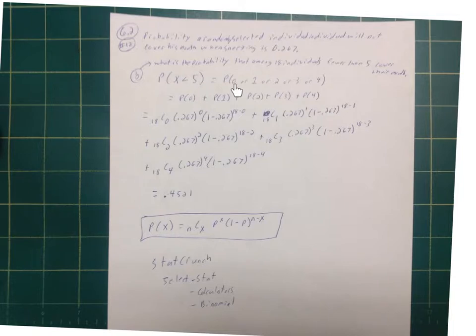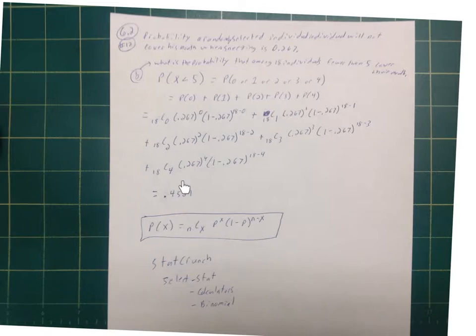Probability of 0 covering their mouth, or 1, or 2, or 3, or 4. Since it's an or, that equals the probability of 0 covering their mouth plus the probability of 1 covering their mouth plus the probability of 2 plus the probability of 3 plus the probability of 4. So you've got to figure out these 5 probabilities. If you don't do it by hand, you want to use this formula here.